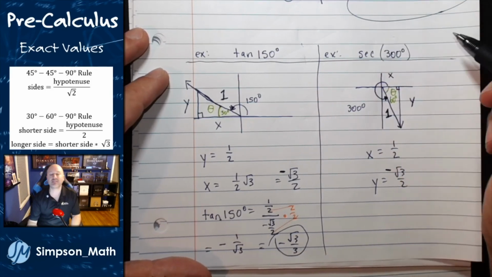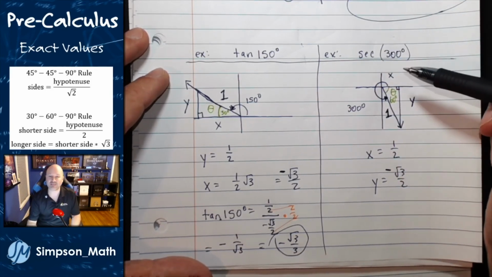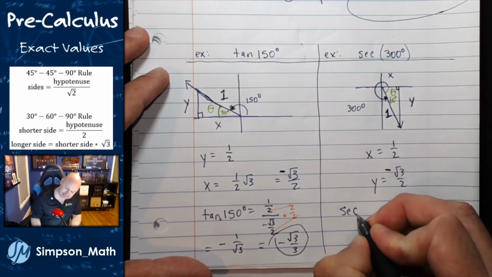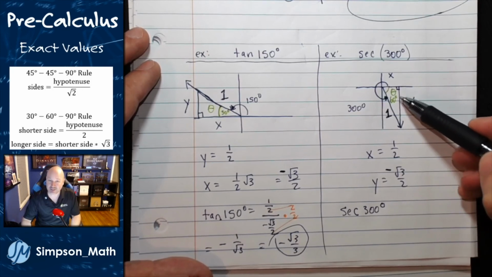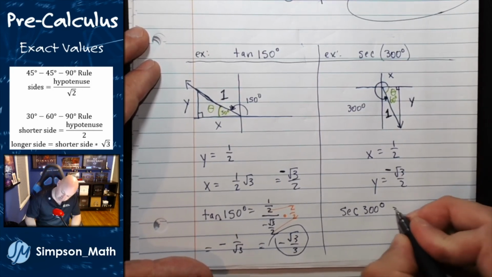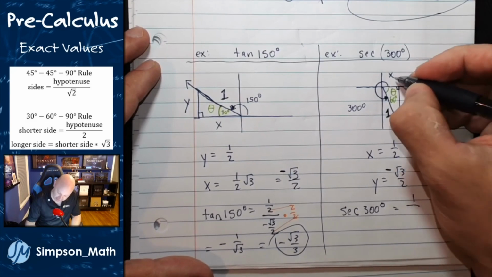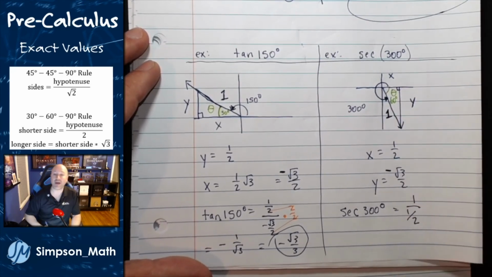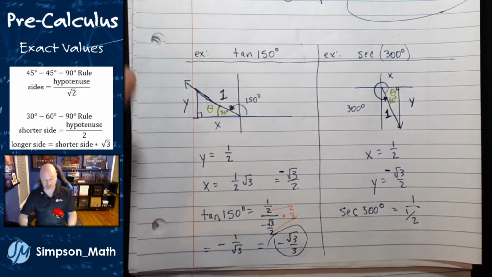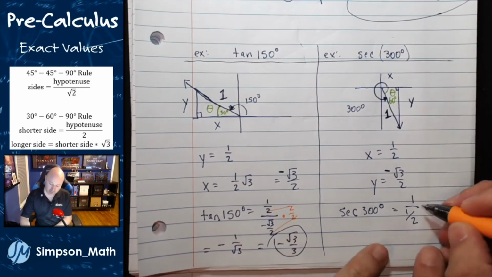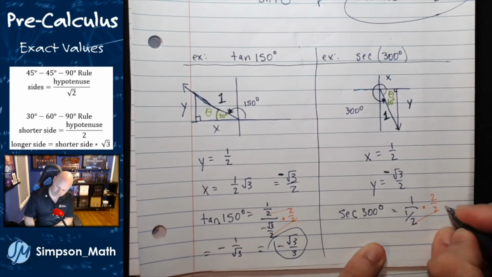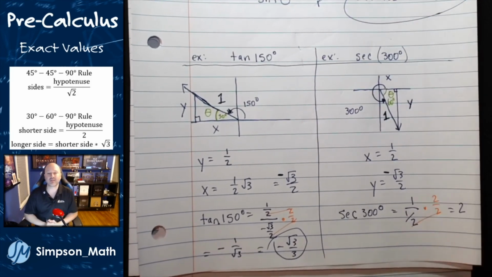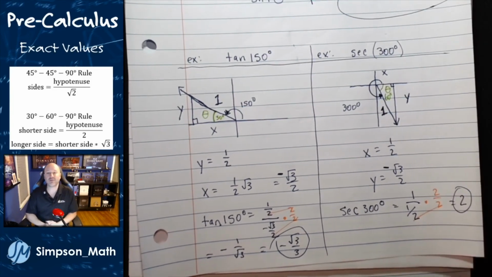Secant is defined as the radius over the x value. So secant of 300 degrees, which is referring to this situation, is equal to the radius over the x value, 1 over 1/2. Similarly, you may want to keep, change, flip. I'm going to multiply by 2 over 2 and end up with 2 in the end. So secant of 300 degrees is a lovely number, 2.